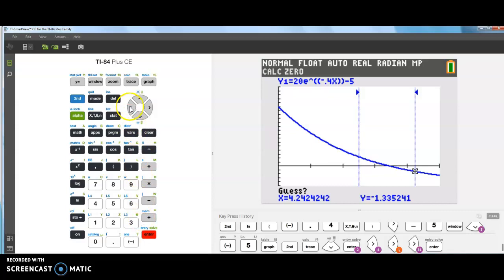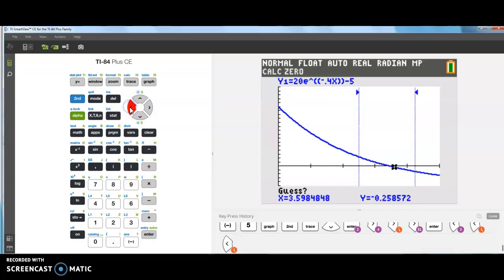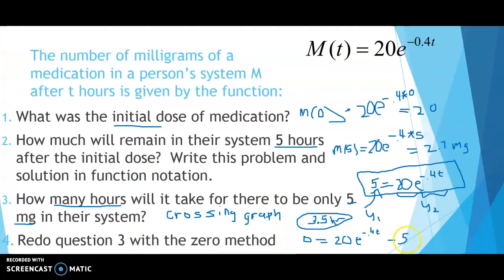Then it asks me to guess. This is similar with the intersect method, so I move back closer to where my 0 is, hit enter, and you see that it calculates that 0, and it is the exact same answer that we got before, so it is that at 3.5 hours, the value of this function with the minus 5 has gone down to 0. So on my PowerPoint, when I solve this, I also get that 3.5 hours.